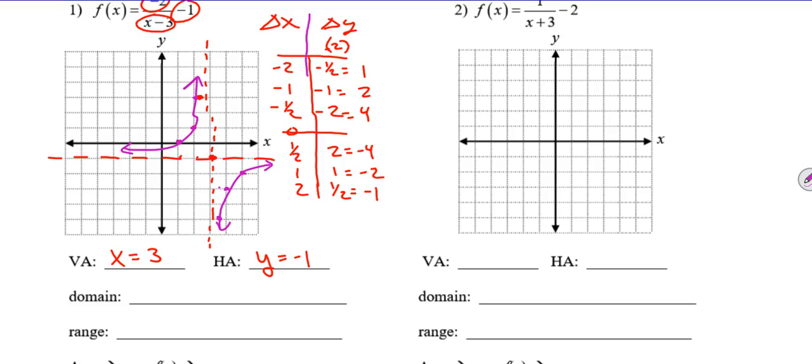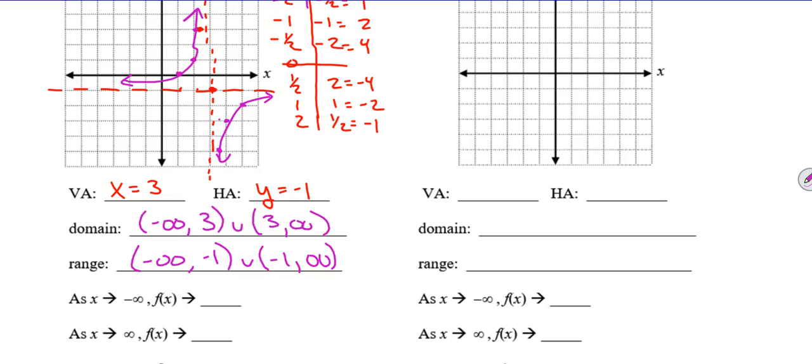We can talk about our domain, right? Our domain would be negative infinity to 3, union 3 to infinity. Our range would be negative infinity to negative 1, union negative 1 to infinity. So you should be able to see where our domain and range is coming from. It's coming from our asymptotes, right? The vertical determines the domain. The horizontal determines the range. Your horizontal is also determining your end behavior, -1 and -1.